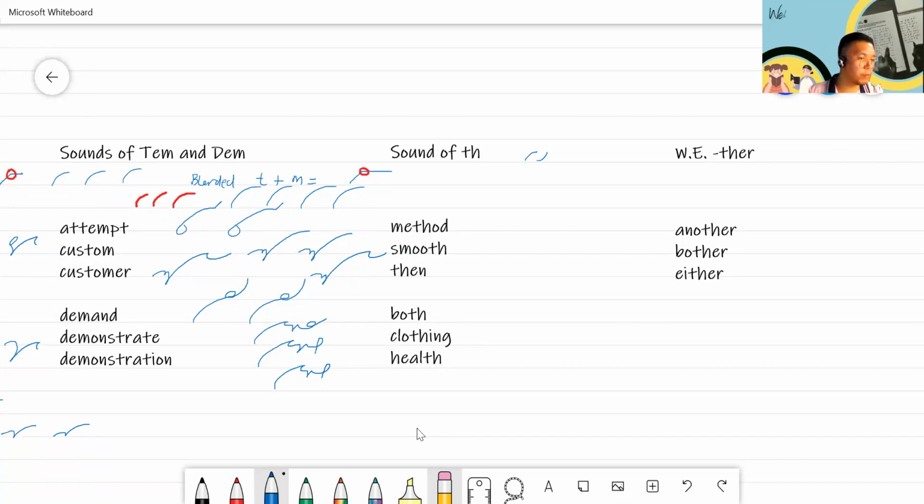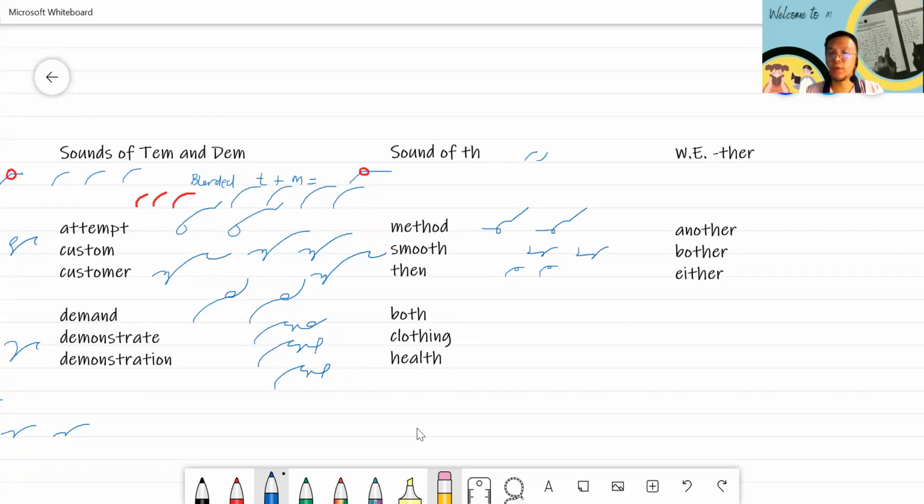So let's have the word method. Most probably we have the M, E, and then over if, then D for method. Smooth, we have the S, M, U, over if, for smooth. Then we have the over if, EN, for then.